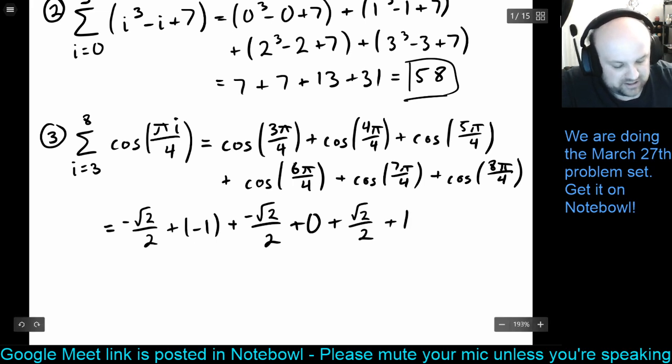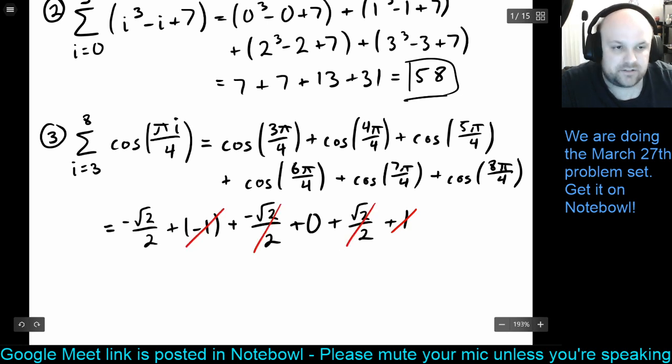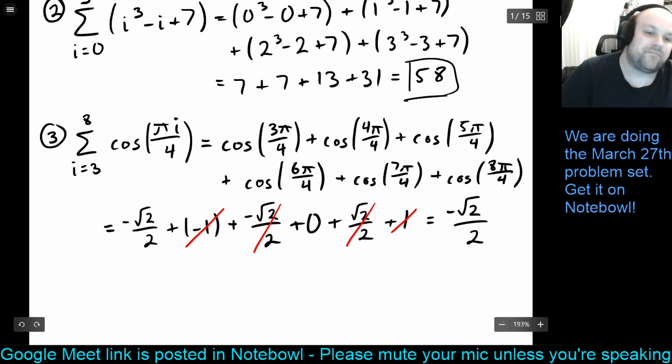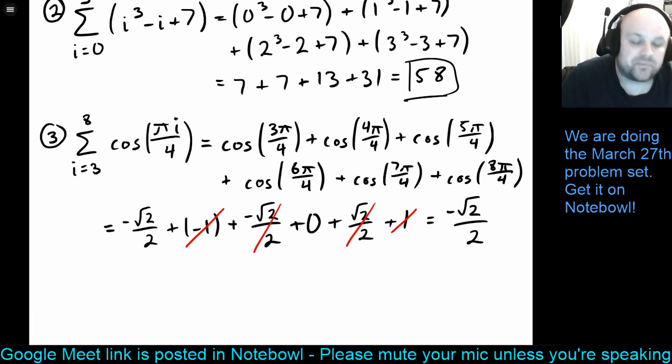And now a bunch of things are going to cancel, right? So this 1 and the minus 1 cancel, this root 2 over 2 and the negative root 2 over 2 cancel, and so this is just negative root 2 over 2. Right? So the point here was just, you can use anything you want and you just plug in the next number and then the next number and then the next number and you just add all these things up, right? Any questions?